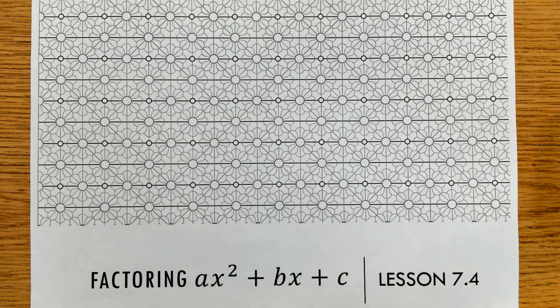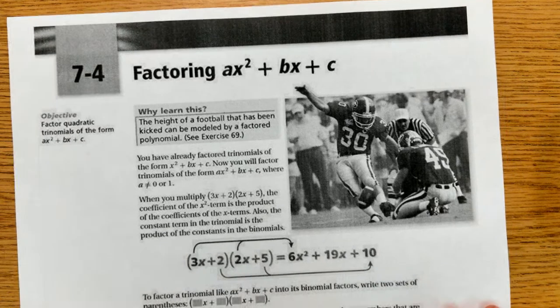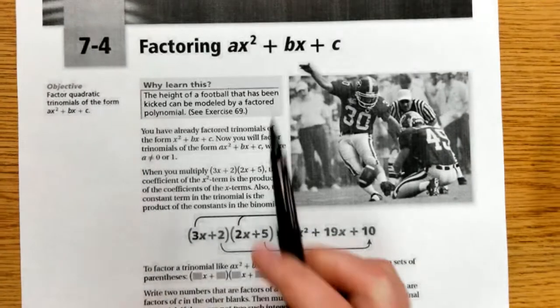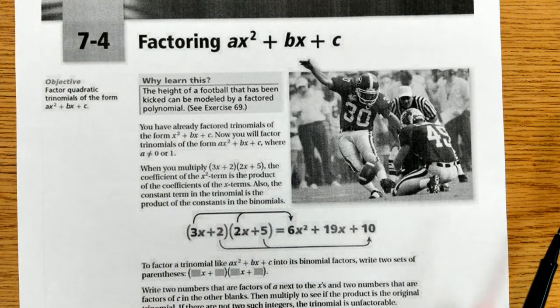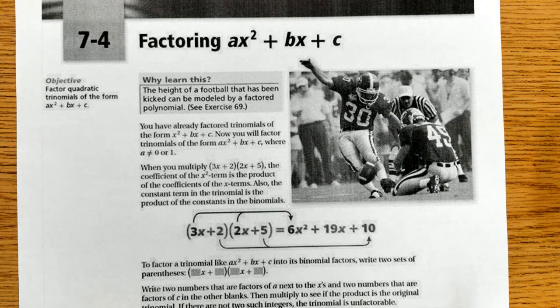Today we're going to do lesson 7.4, which is factoring ax² plus bx plus c. This lesson is very similar to the last one, except this time we have a coefficient of our x² term. So our objective today is to factor quadratic trinomials of the form ax² plus bx plus c. So why learn this? The height of a football that has been kicked can be modeled by a factored polynomial.